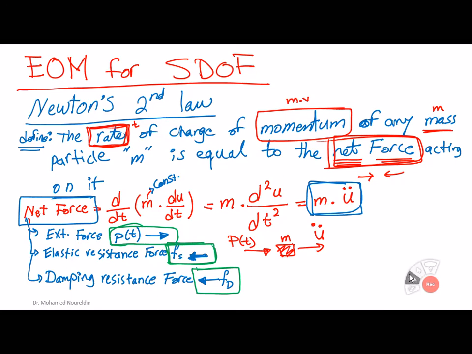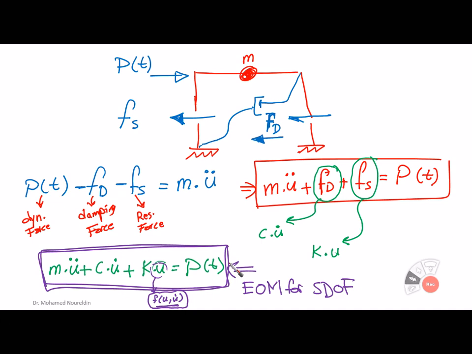We have three different ways for representing the equation of motion. The first one is Newton's second law, and we found that from the definition of Newton's second law, which is that the rate of change of momentum of any mass particle m is equal to the net force acting on it. From this definition we could derive our equation, and we could end with the equation of motion.